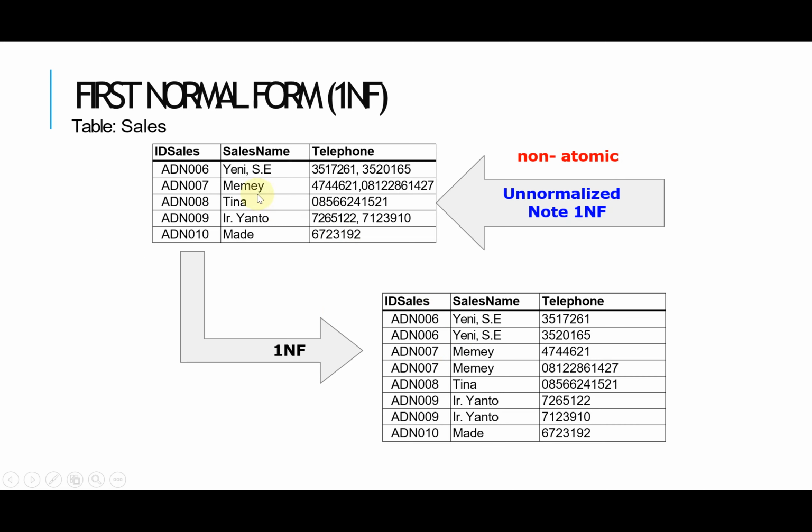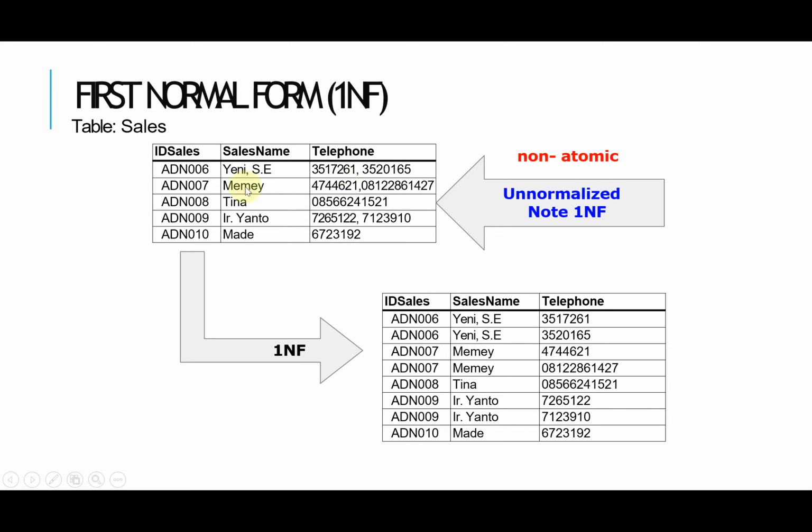For example, we have this table, sales. This is called unnormalized. This is not 1NF, it is non-atomic. Let's see why it is called unnormalized. Because in the telephone column, for example, the sales name is Yeni, and Yeni has two telephones, written with a comma in here.